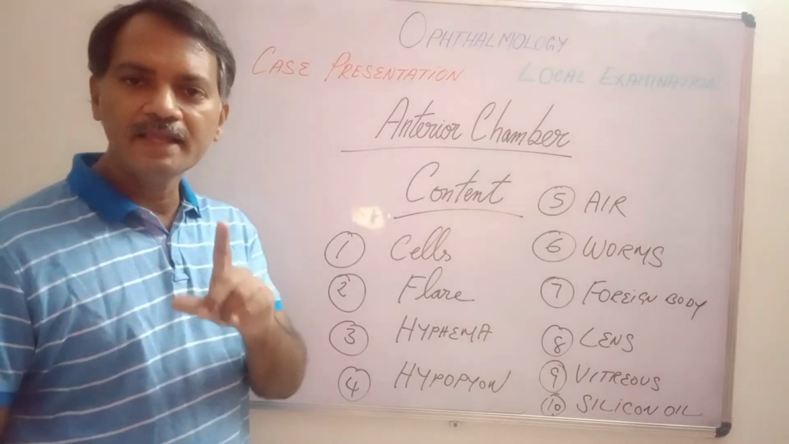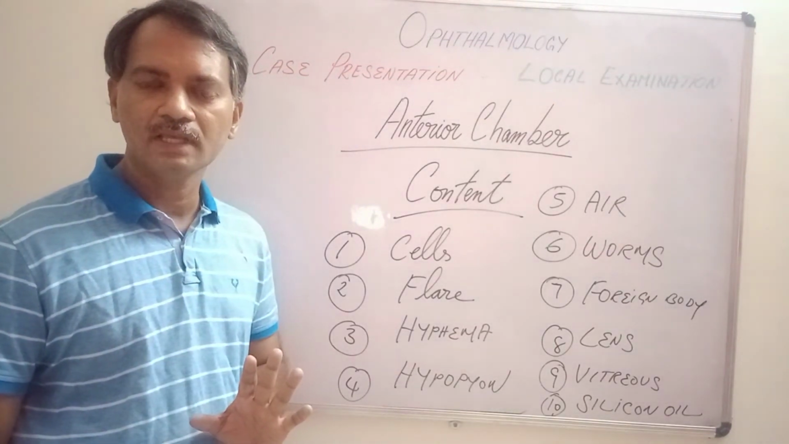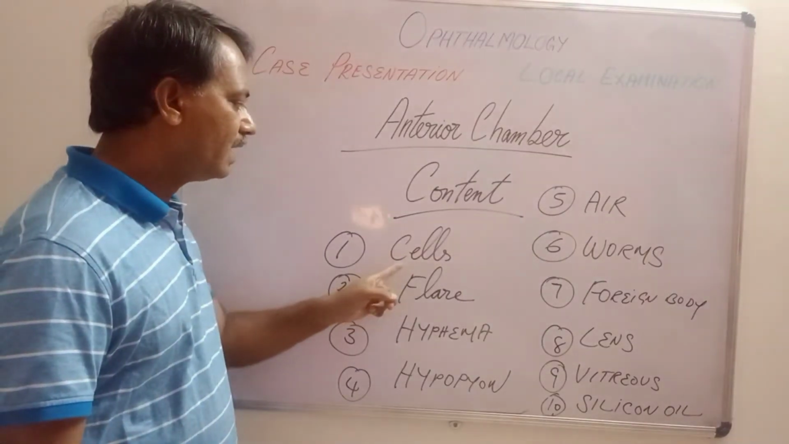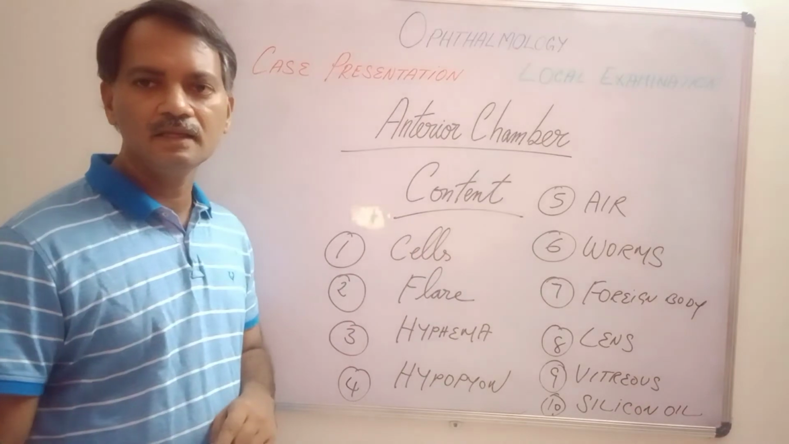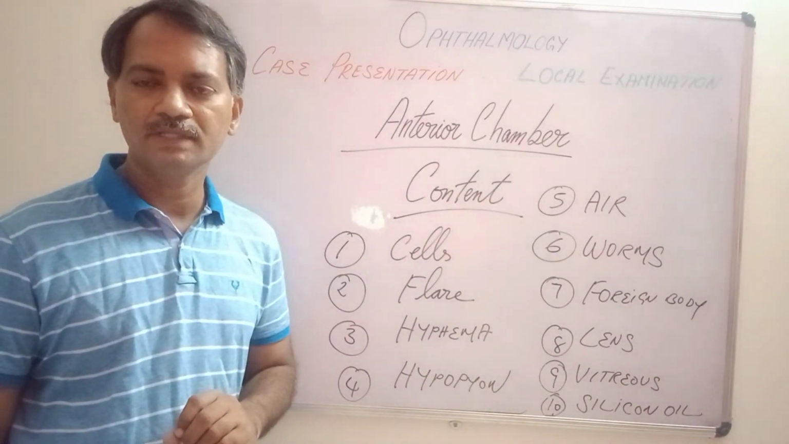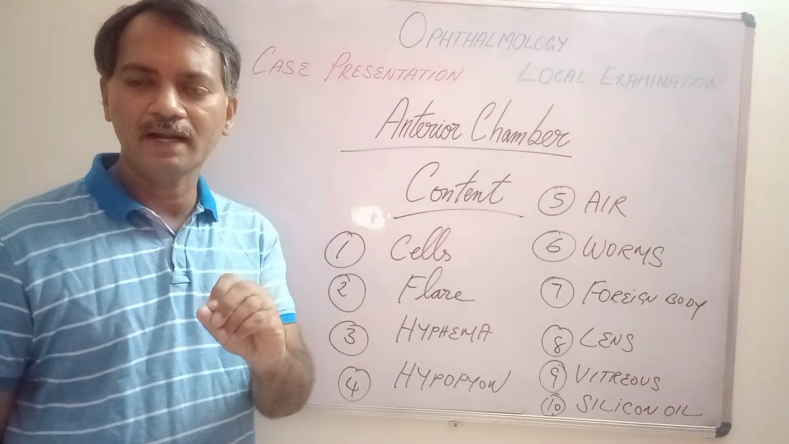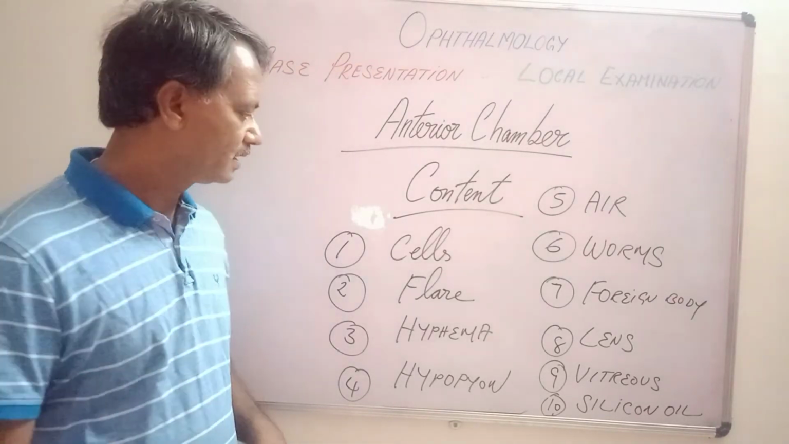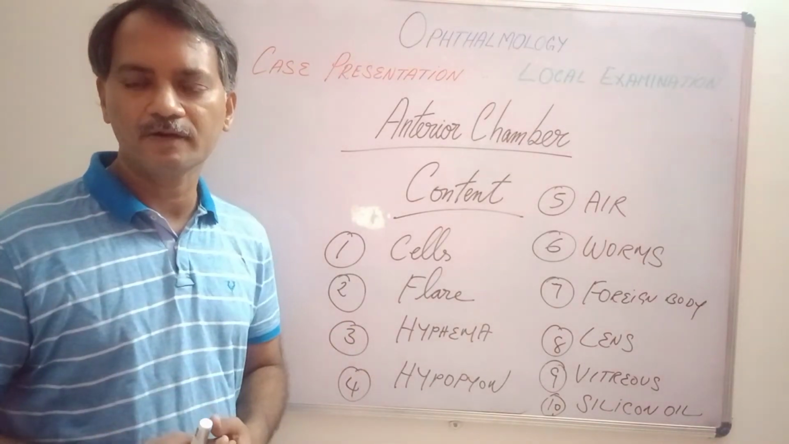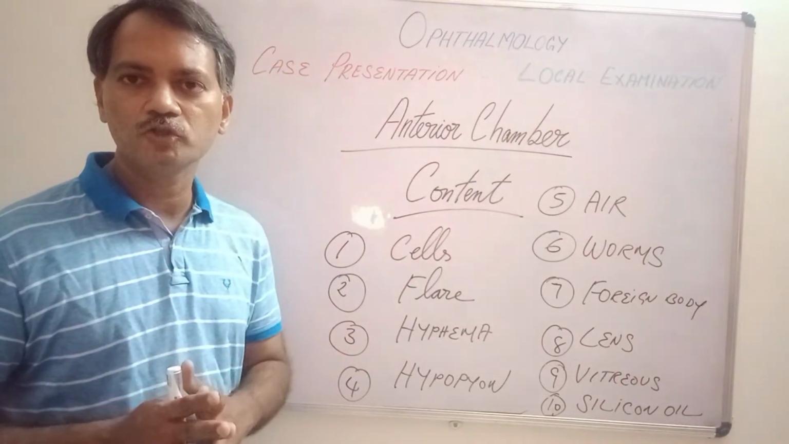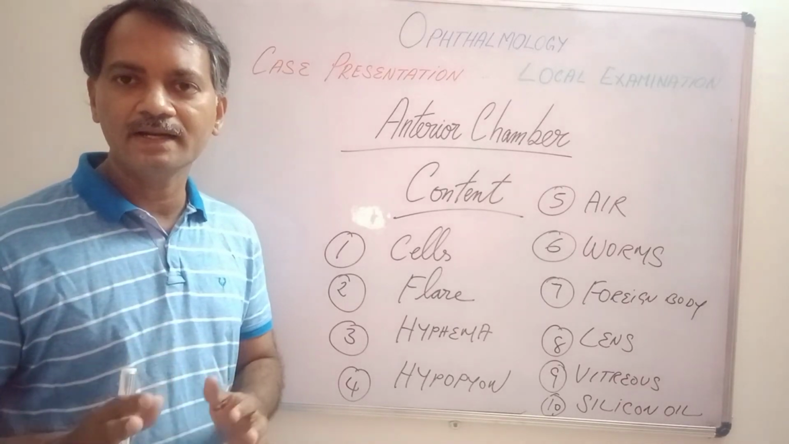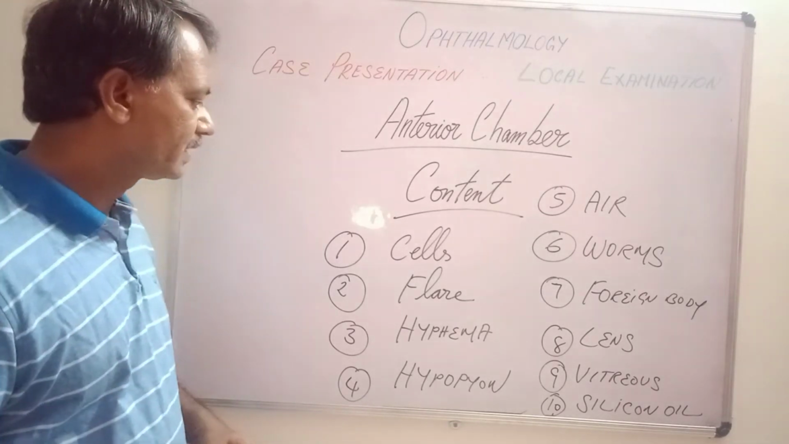Here you can have the following abnormalities in the aqueous humor. In case of iridocyclitis, inflammation of the uveal tissue, cells may accumulate in the aqueous humor. The cells can be counted with the help of the slit lamp and it can be graded. Flare is the outpouring of proteins into the aqueous humor, making the aqueous humor turbid. The flare can also be graded using a slit lamp.